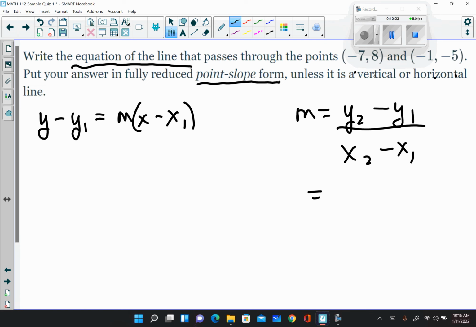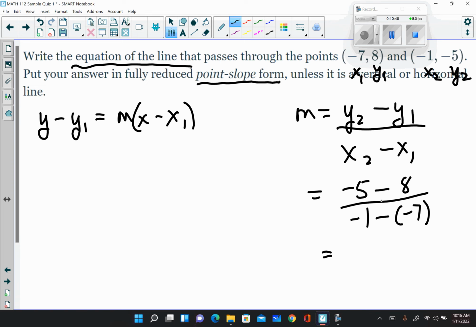These are in the form (x, y) and (x, y). So y2 is -5 minus y1 is 8. x2 is -1 minus x1 is -7. So it's a good idea to label these first, x1 and y1, and then these over here are x2 and y2. -5 minus 8 is -13. -1 minus -7 is the same as -1 plus 7, which is 6.